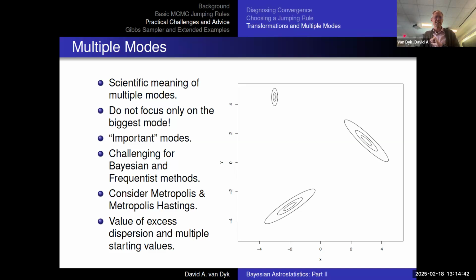So the value, that last thing, is the value of excess dispersion and multiple starting values. So start around the parameter space. Tune it to fit this thing, maybe again just take the variance and double it. Just give yourself a chance to find something that's a little further away.